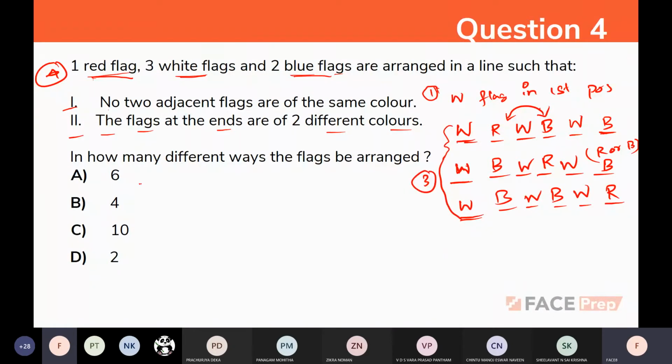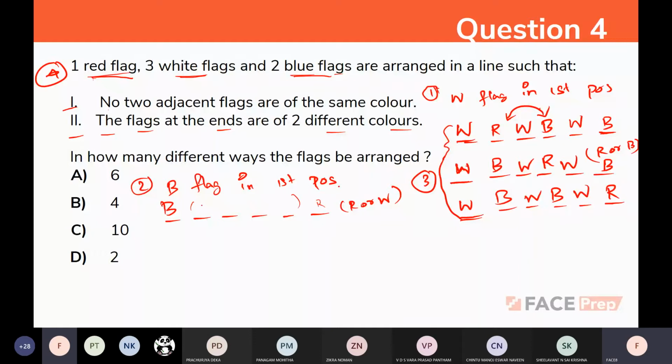Okay, so what we can do now, we can have a blue flag in the first position. 1, 2, 3, 4, 5, 6. If you are placing one blue here, now let me know where all the places we can place white. The last position should be occupied with red or white, which are all remaining other than blue. So if you are placing red here, we will be left with these 4 places.